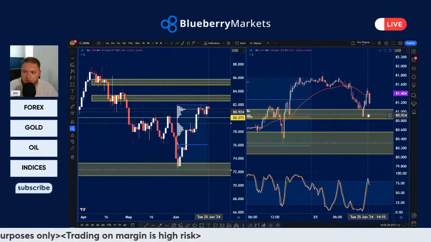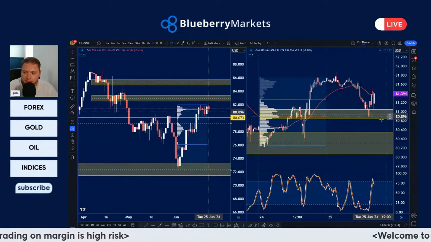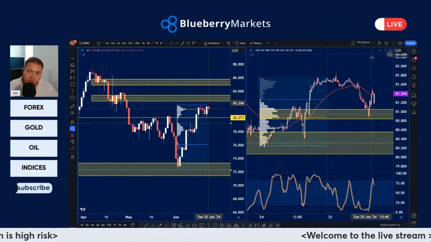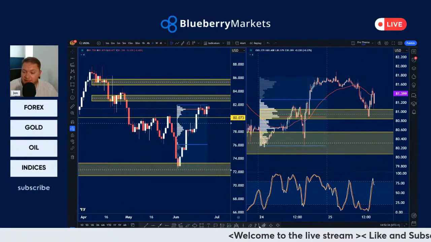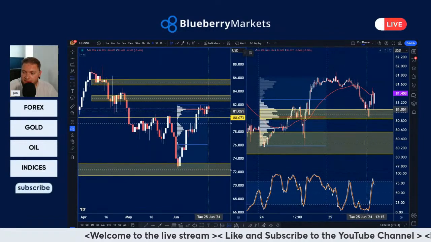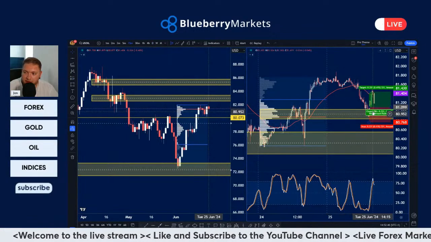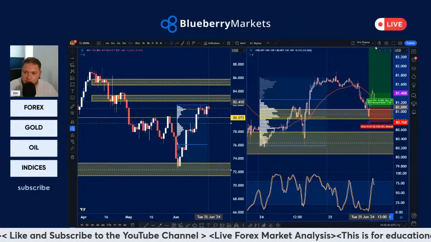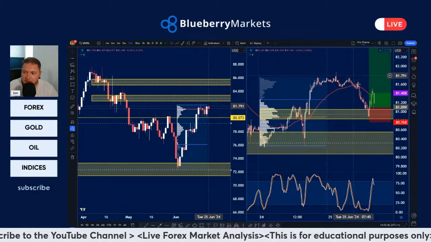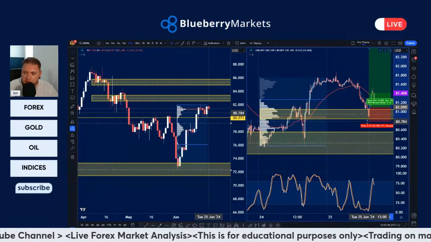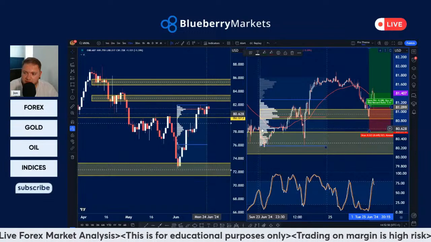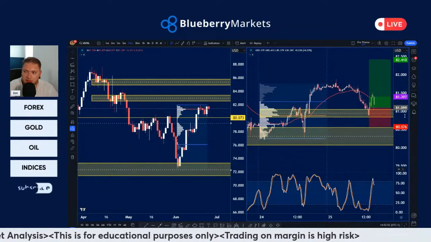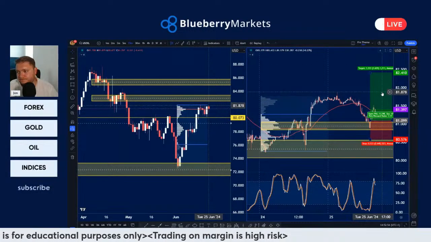Market's finding buyers down in this little volume pocket here, and it looks like we're going to see a little bit more upside. So really speaking, I could have got in on a decent long position around this level, perhaps that close back above the volume. Could have been looking to target up towards 82.50. Stop loss could go below that previous area of volume, something like that.